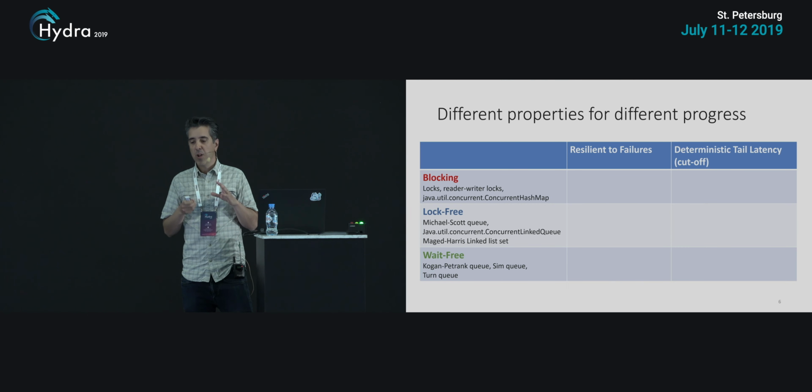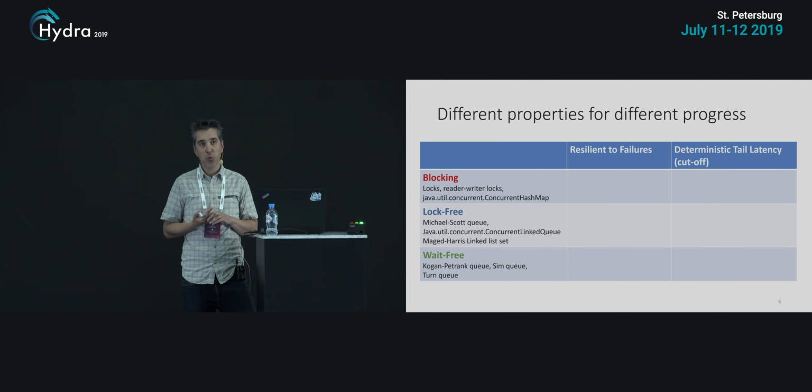So when I talk about blocking, I'm talking about locks, reader-writer locks; ConcurrentHashMap in Java is blocking. And when I talk about lock-free, I'm talking about Maged Michael and Michael Scott's queue algorithm, which is implemented in Java as ConcurrentLinkedQueue. I'm talking about the linked list set by Maged Michael and Tim Harris, these kinds of things. And when I talk about wait-free, I'm talking about the Kogan-Petrank queue or the SimQueue or the Turn queue.